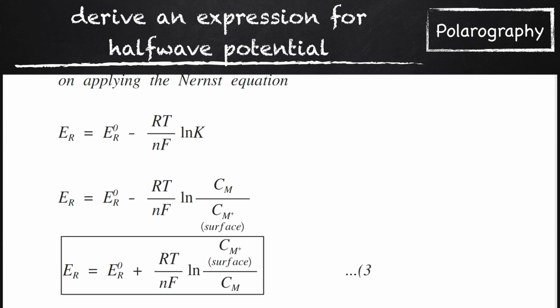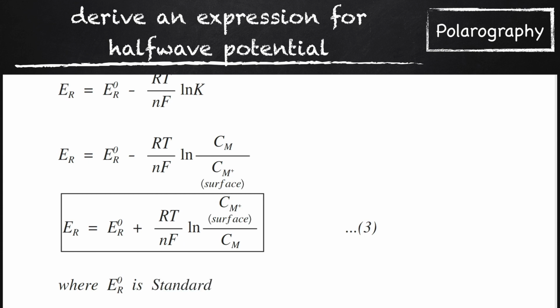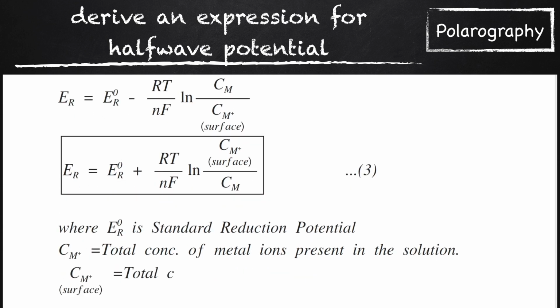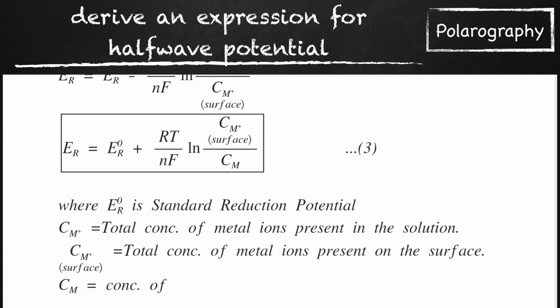This is equation number 3, where E0R is standard reduction potential, Cm plus is the total concentration of metal ions present in the solution. Cm plus at the surface is equal to total concentration of metal ions present on the surface, and Cm is the total concentration of metal ions which are reduced over dropping mercury electrode.